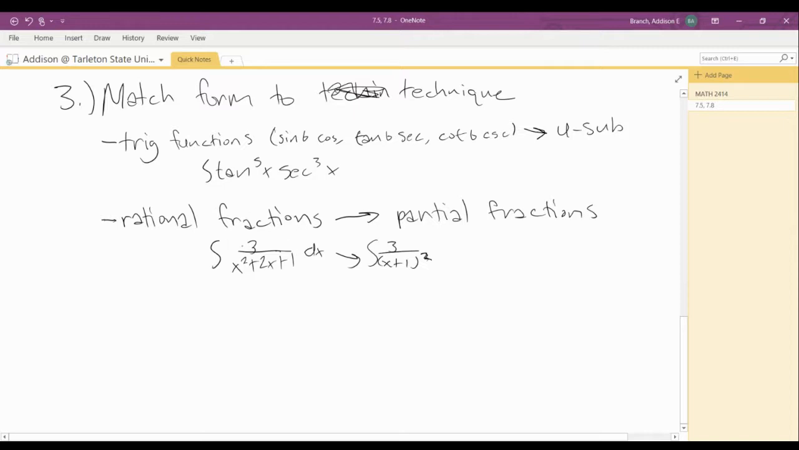So for example, you can either do partial fractions, or like I said, in some cases, once you clean that up, U sub.